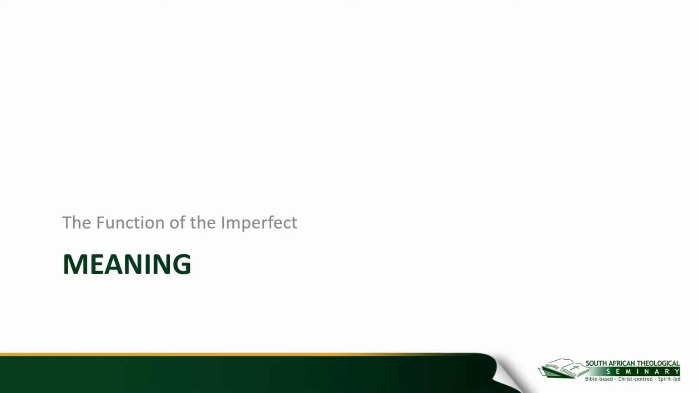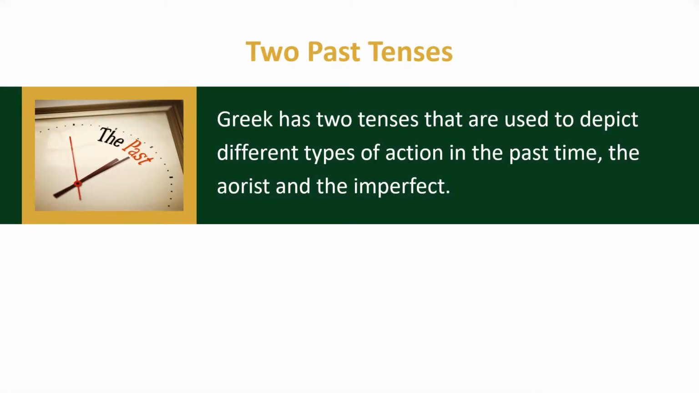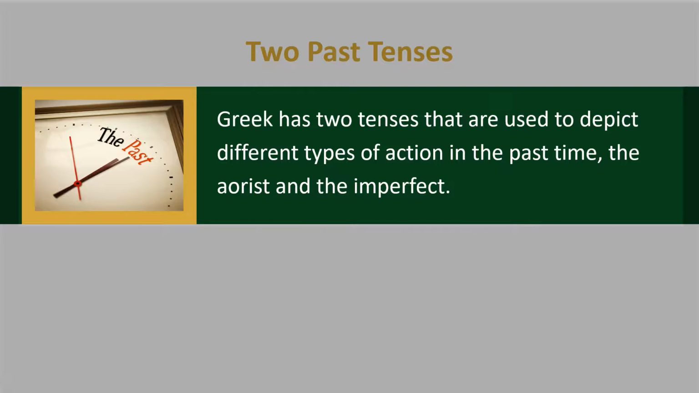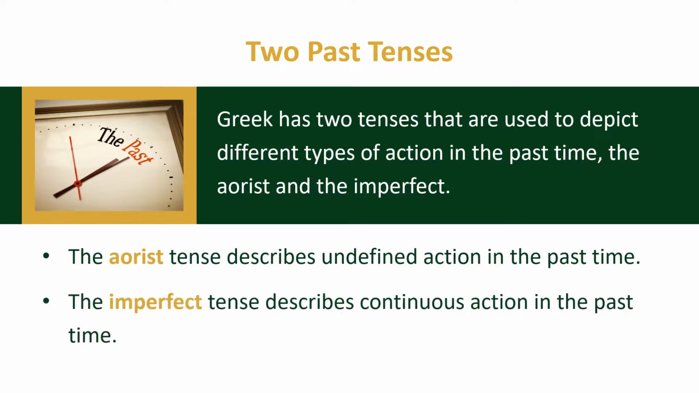Firstly, let's talk about the meaning, or if you prefer, the function of the imperfect tense. Greek has two past tenses, two tenses that are used to depict different types of action in the past time, the aorist and the imperfect. The aorist tense describes undefined action in the past, whereas the imperfect describes continuous action in the past. So the aorist describes undefined action in the past time. The imperfect describes continuous or in some sense repeated action in the past time.